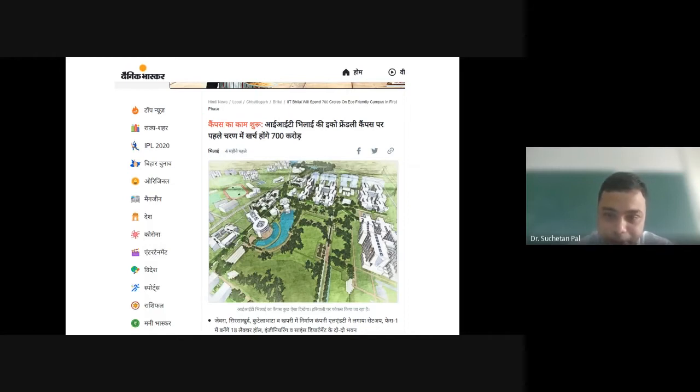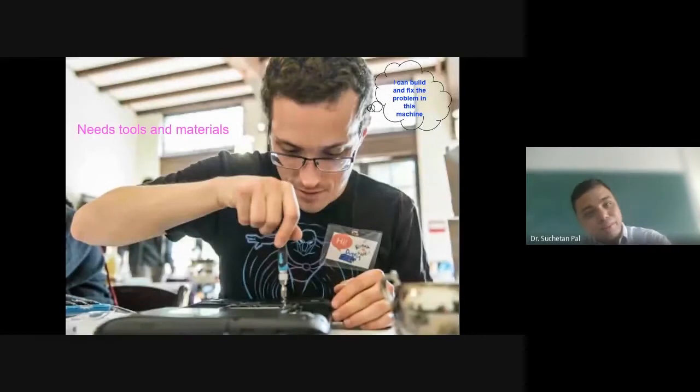When you go to an engineer, if you break something, suppose you break your computer or your phone, you bring it to an engineer, he will say, okay, I know everything in the device, I know the physics, I know the electronics inside the device, and I can fix the problem, right? If there is any problem, I can fix it. Or if you give me the parts, I can actually build the device out of individual components. So he needs some tools and materials to build a device or fix a device. This is what engineers do.